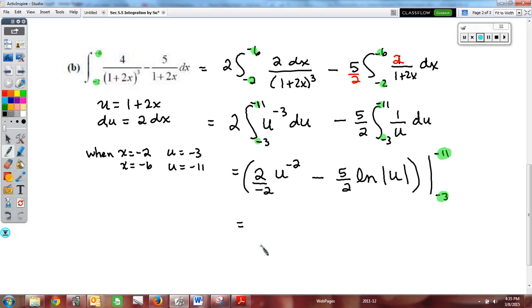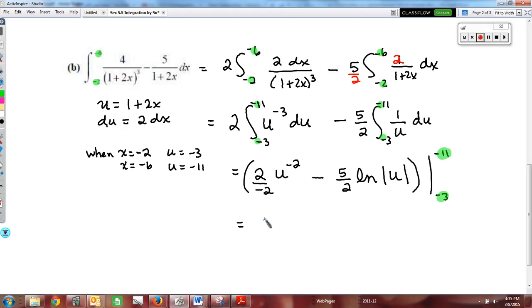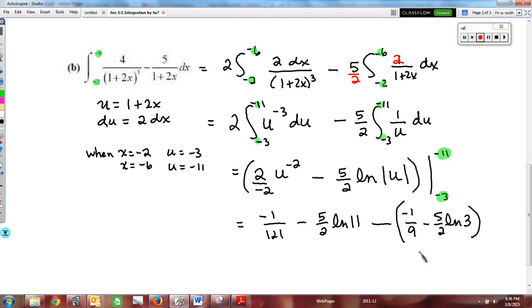Now I'm just going to do my calculations. I'm going to put in my negative 11, and this is negative 1, so it's negative 1 over negative 11 squared, 121, minus 5 halves, natural log, put in your negative 11, absolute value of it, natural log of 11, minus, put in your negative 3 and square it. It's going to give you negative 1 over 9. Let's do a parentheses here. Minus my 5 halves, negative 3, absolute value 3, natural log of 3. And then from there you would simplify your arithmetic, and that's basically just showing you how we do this.